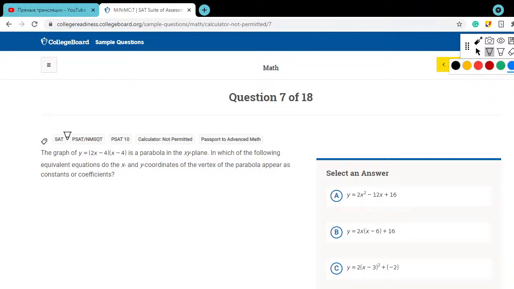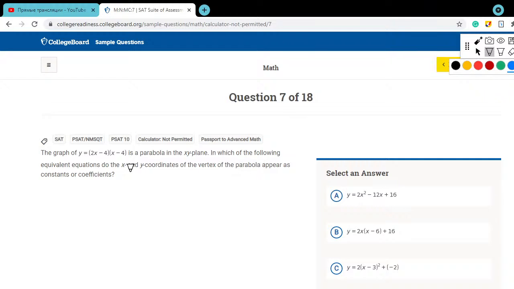The graph of y equals 2 times x minus 4 times x minus 4 is a parabola in the xy plane. In which of the following equivalent equations do the x and y coordinates of the vertex of the parabola appear as constants or coefficients?